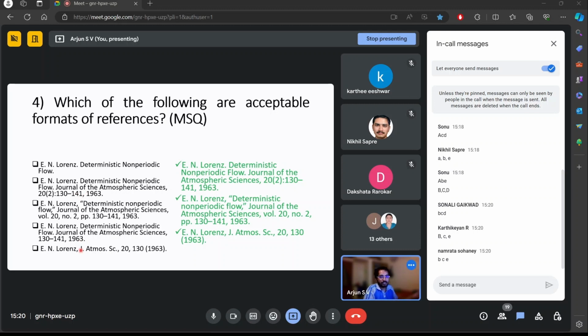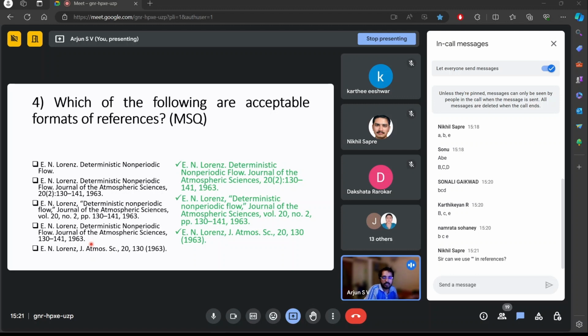So basically, while referencing an article, you can put the title, and you can also choose to omit it, provided you have the name of the journal, volume number, issue number, and year of the article it was published. And nowadays, since everything is available on the internet, every journal has a soft copy as well. Nowadays every journal has a DOI, digital object identifier.